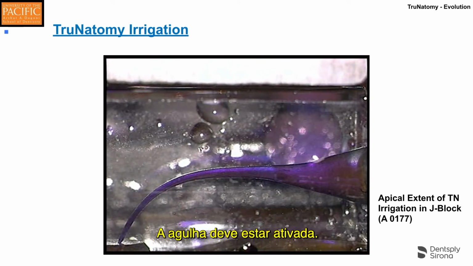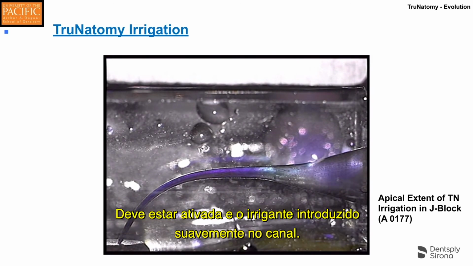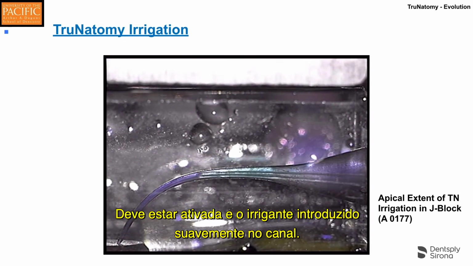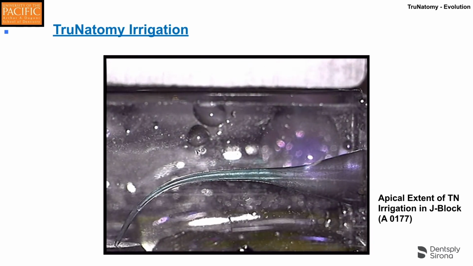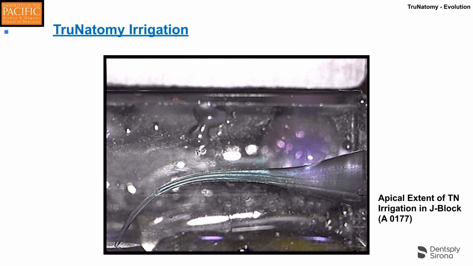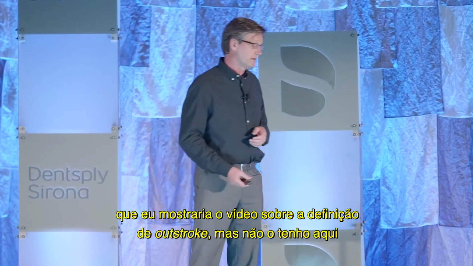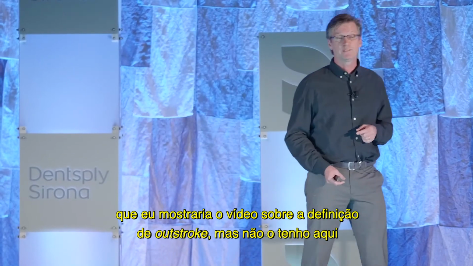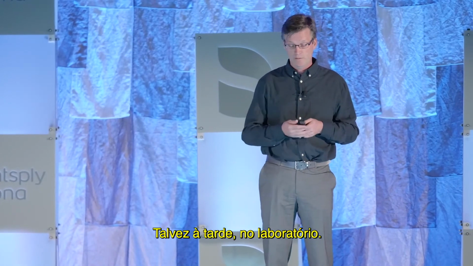The needle should be activated. It has 2 ports, as I will show you in a second. Irrigant should be expressed on the outstroke, and it smoothly goes into the canal. Very nice. I promised you that I'd show you the video on the expression, but I don't have it in this slide set because the time doesn't permit that. Maybe I show it to you in the afternoon under the microscope in the tech lab.